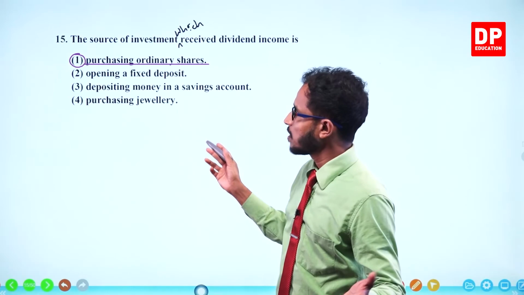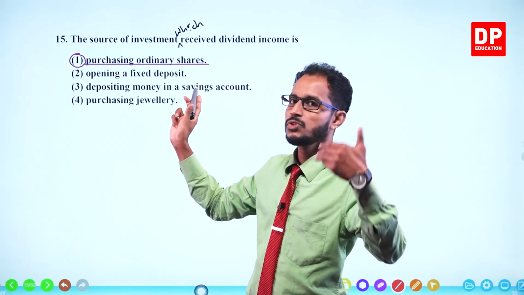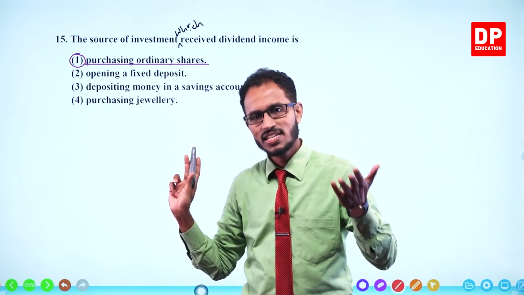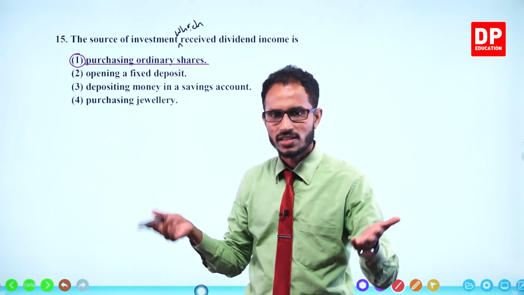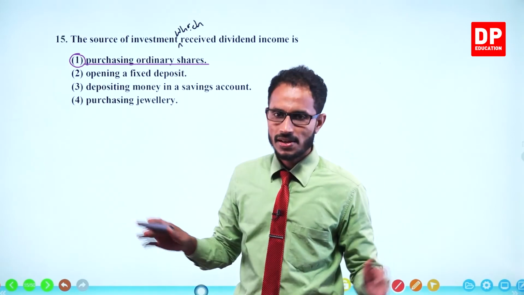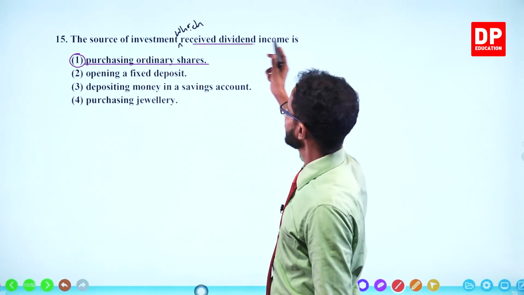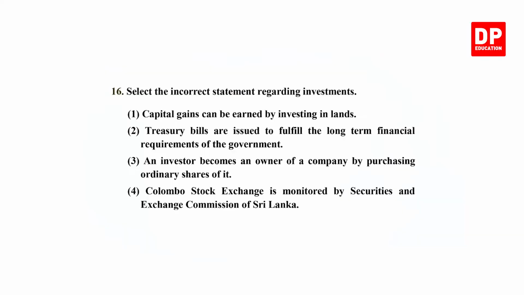Okay. Fixed deposits give you interest. Money in a savings account. A savings account deposit also gives you interest. Purchasing jewelry is only capital gains. Purchasing ordinary shares gives you dividend income. Last question in this session.